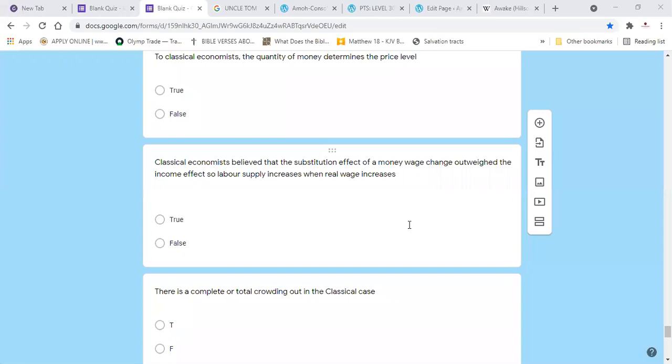You see, we have a backward bending labor supply curve, which means that it's not always true that the substitution effect will outweigh the income effect. When the income effect outweighs the substitution effect, that's where we get the backward bending. But under this system, they assume that the substitution effect is always more than the income effect. That is why we had a positive relationship between the real wage and labor supply.